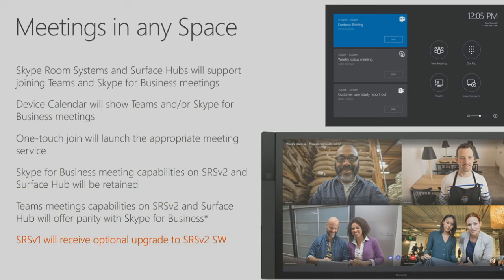So with Teams on a hub device, we're going to gain some functionality that we don't have there today. One example, you can see there on the lower right, is just 4 video streams. We don't have that today. It seems simple, but it's been a consistent ask from customers, and we'll get that with Teams.